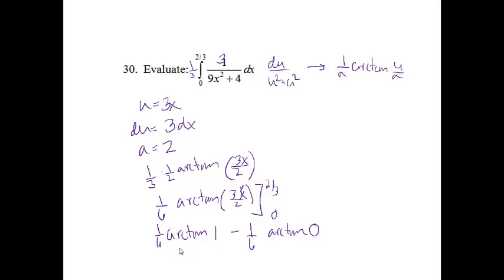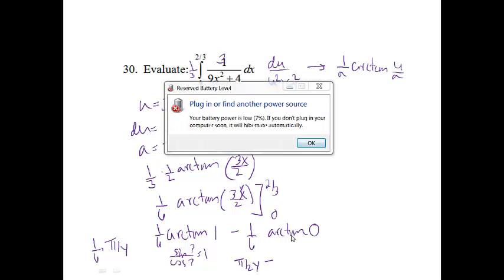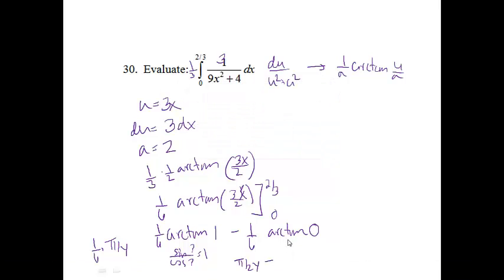So from here, the arctan of 1, I'm thinking the sine of what over the cosine of what would equal 1. And I know that that would be pi over 4. So this part's going to be 1/6 times pi over 4, which gives me pi over 24. And then minus arctan of 0, I'd be looking for the sine of what over the cosine of what would equal 0, and that would equal 0. So my answer for that one would just be pi over 24.